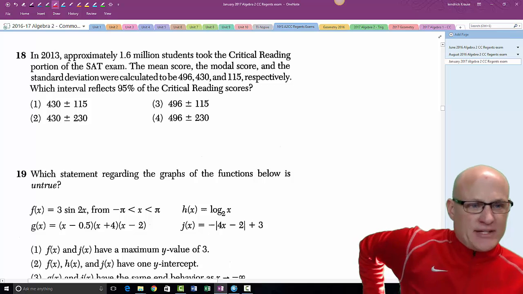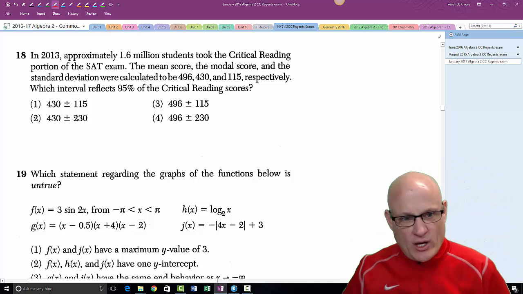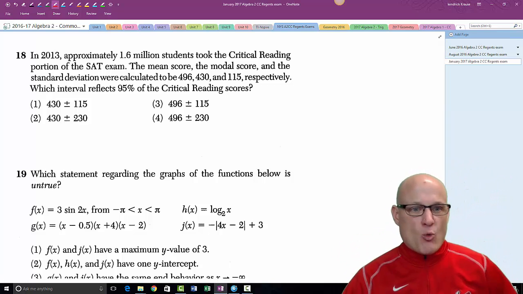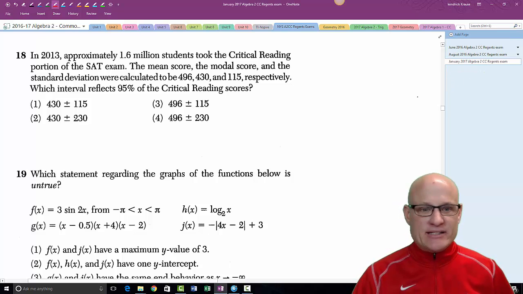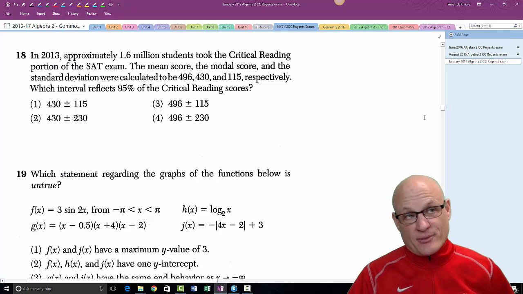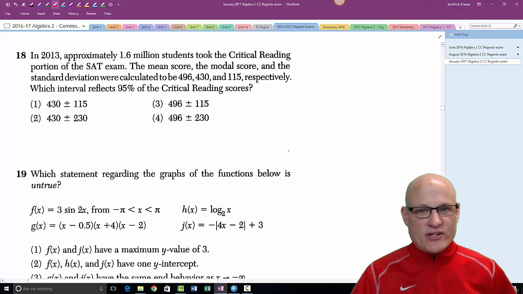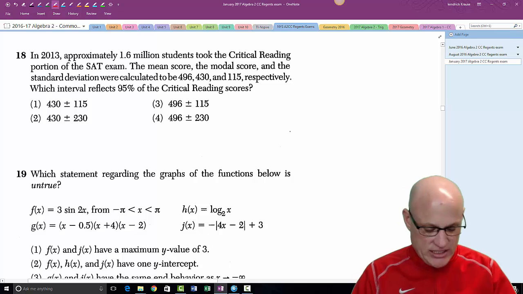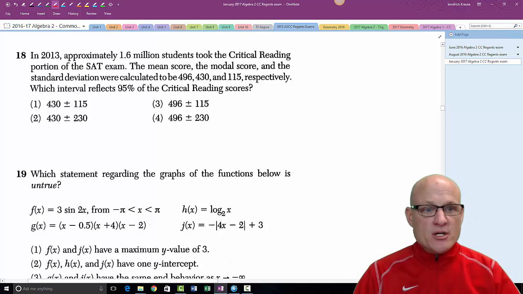All right, in 2013, this is a very easy question. Approximately 1.6 million kids. Oh, it is an easy question, but it's not an easy question because I forgot they changed the formula sheet. The mean score was the mean score, modal score, and standard deviation. So this is the mean. Modal just means the most frequent, and there's the standard deviation.